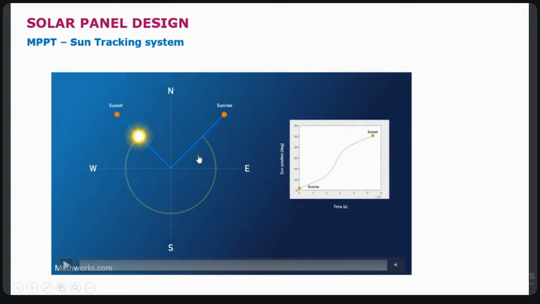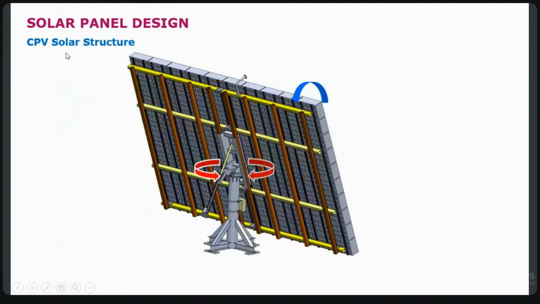This tracking runs from morning 8 to 5. With the help of the motor, the panel will be tilted so that the maximum power can be obtained from sunlight. So this is the old MPPT. And in the market, there is also the CPV solar structure, the concentrated PV solar structure.